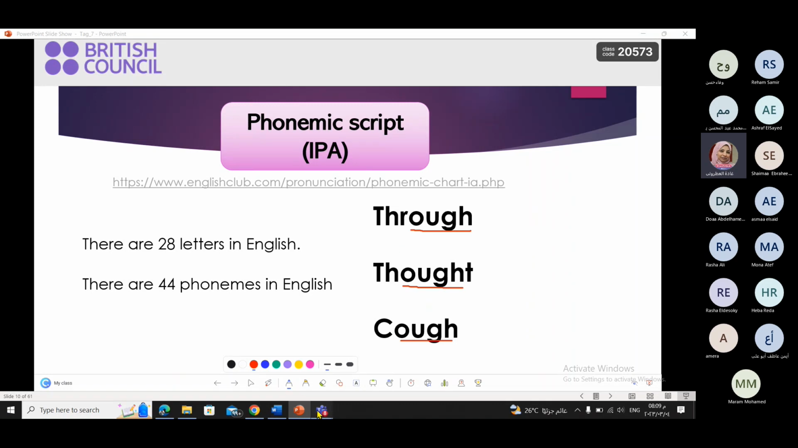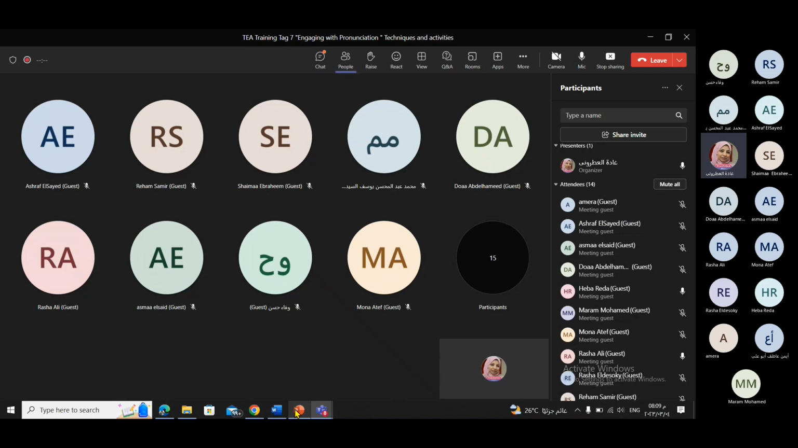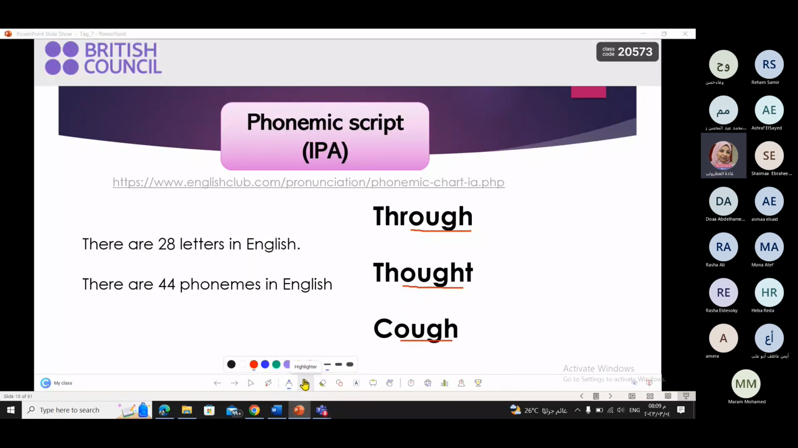Hiba, I think this is your voice. Is that your voice, Hiba? Yes. Okay, Hiba, please read this word, straw. Please. Straw. Okay. Yes, thought, through, thought. Cough. Tough.